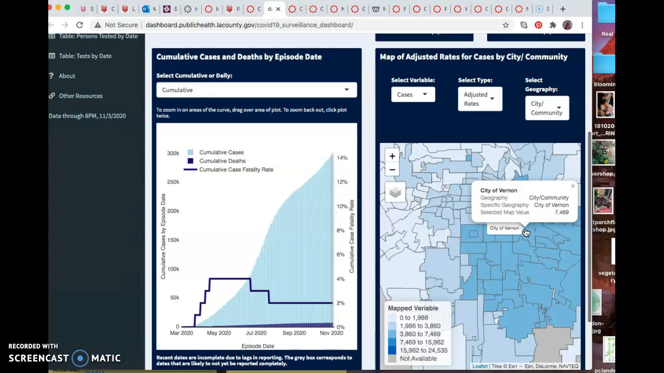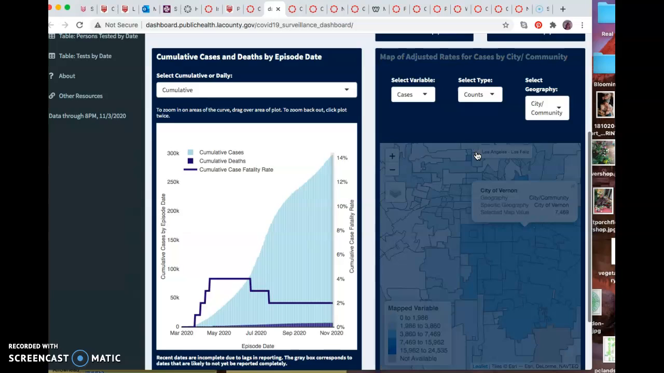So selected map value is what we're looking at. These adjusted rates are how many people per 100,000. The city of Vernon has like 209 people, so their COVID rate is low. They have, I think, 15 cases is what many of you reported.